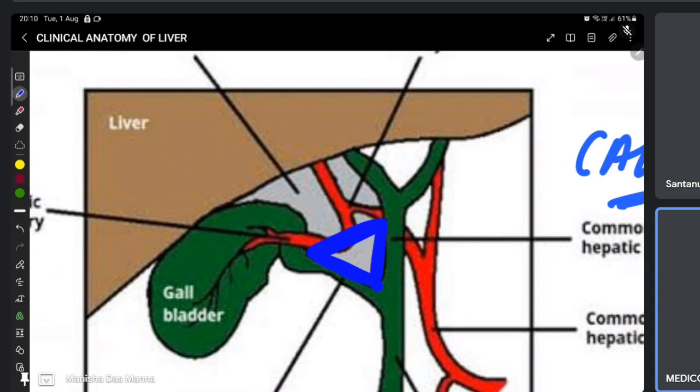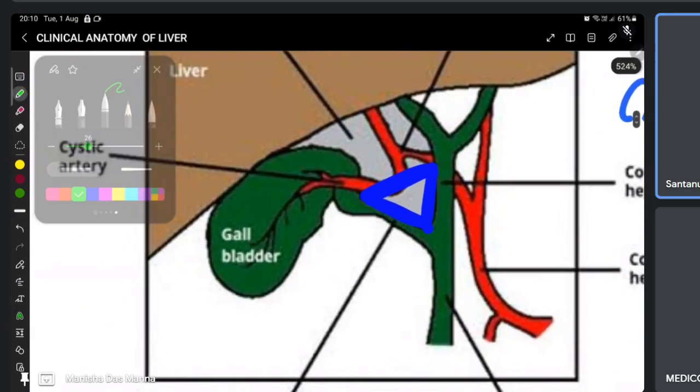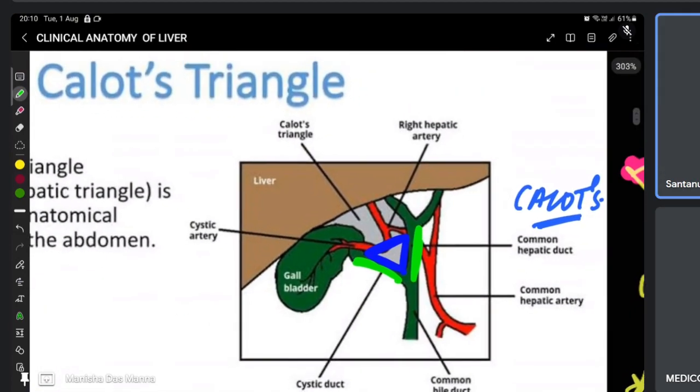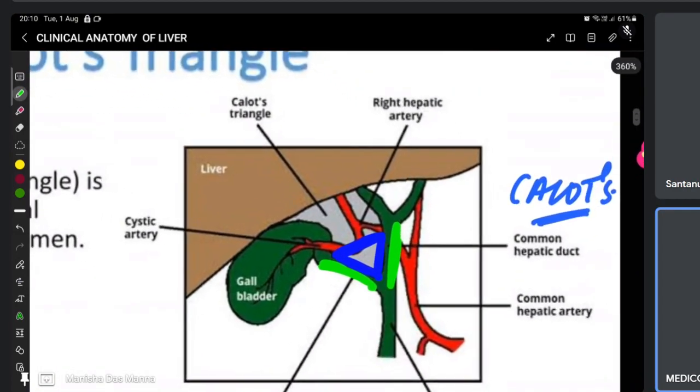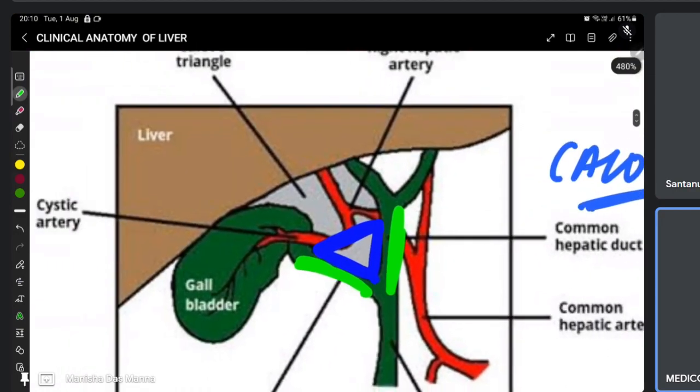So the boundary of Calot's triangle is the cystic duct. The cystic duct is there, and the common hepatic duct, not common bile duct, common hepatic duct. This is the common hepatic duct, and this is the common bile duct. So common hepatic duct, and another boundary of Calot's triangle is what? Another boundary is your cystic artery. This is the another boundary, not the inferior border of the liver. It is the cystic artery.